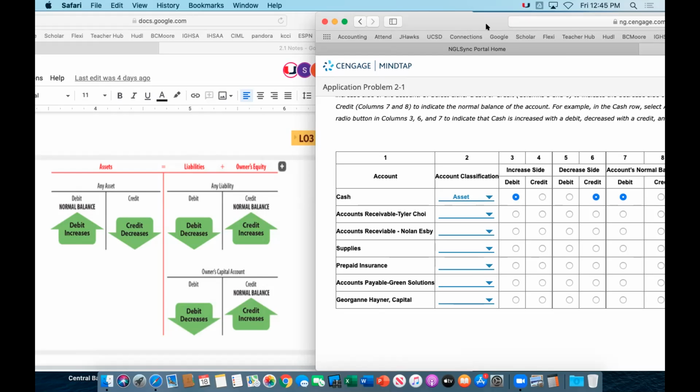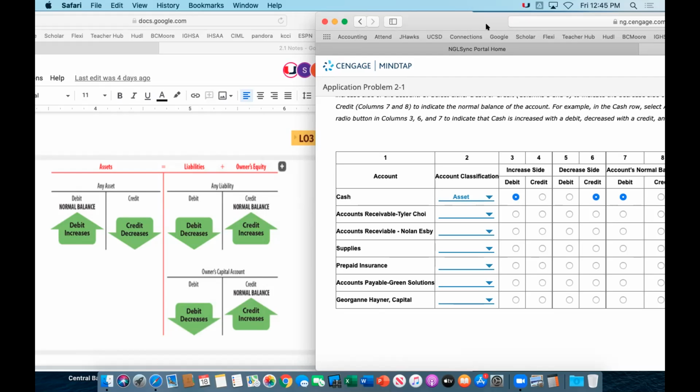You can see the increase out here for all the assets, and the liability increase side on the other side, and the capital increase side on the other side. This chart shows how, like what I wrote on the board up here. I'll raise this up a little bit. So assets are cash, supplies, accounts receivable, and prepaid insurance.